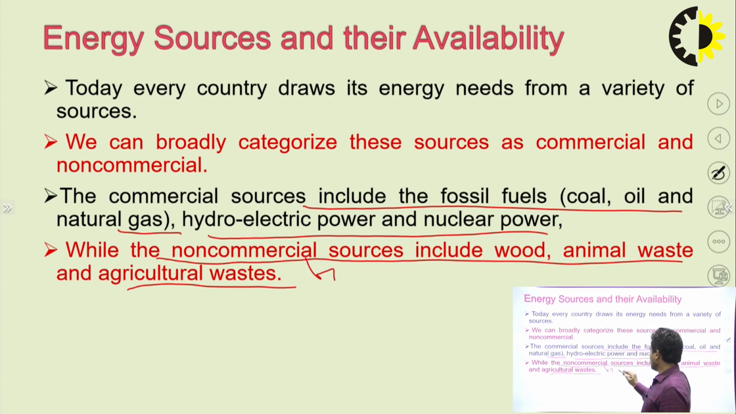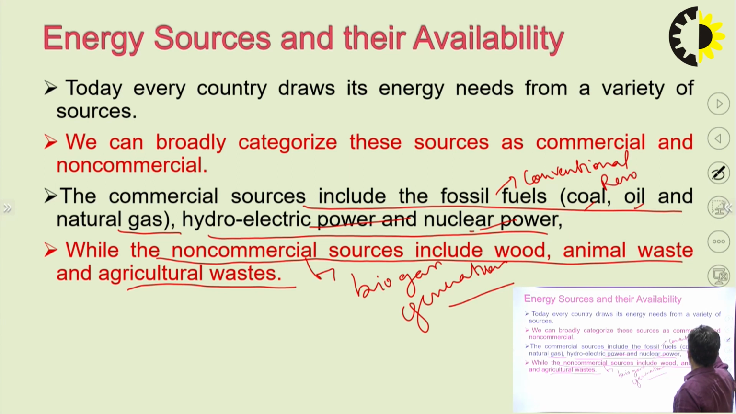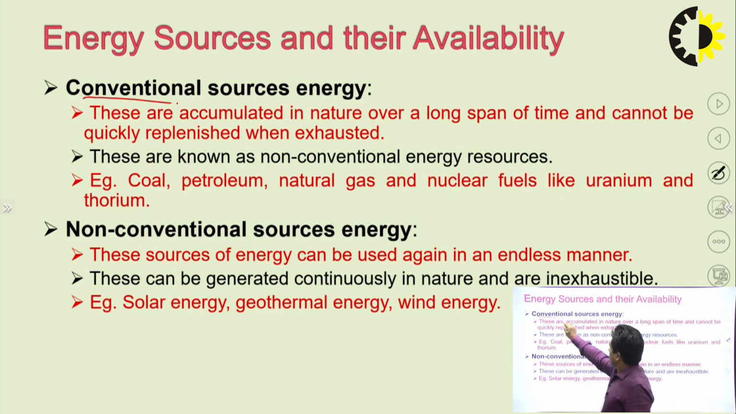These are used for biogas generation. Fossil fuels like coal, oil, natural gas, hydroelectric power plants and nuclear power plants are the conventional sources for the production of electricity. So there is a classification of availability: conventional energy sources and non-conventional energy resources.